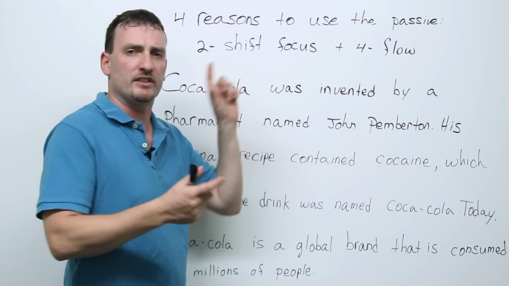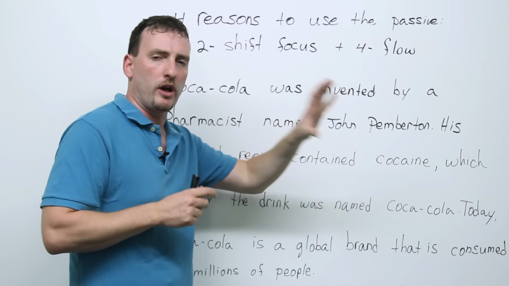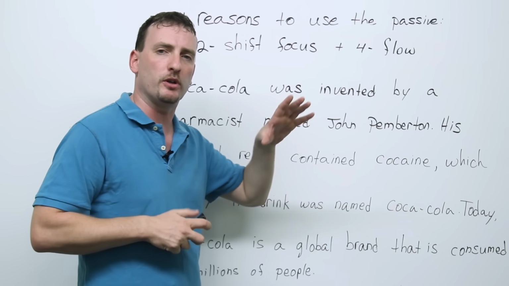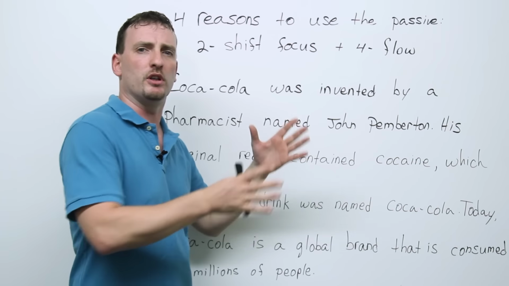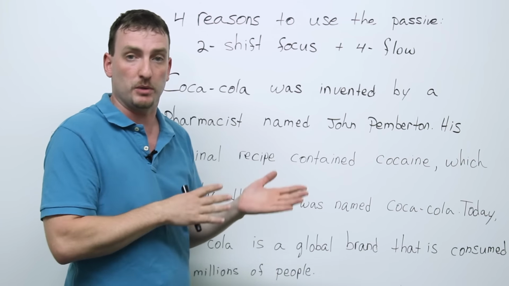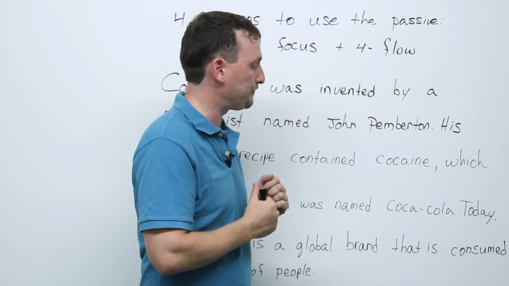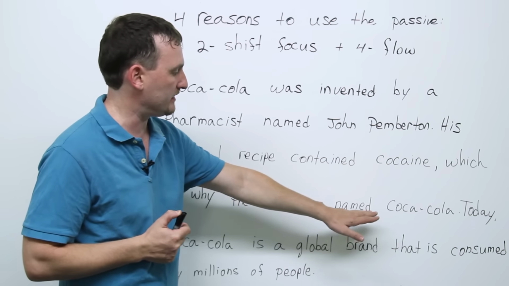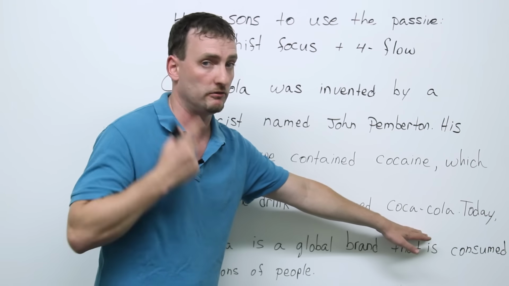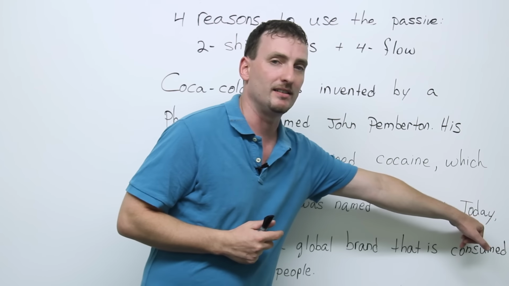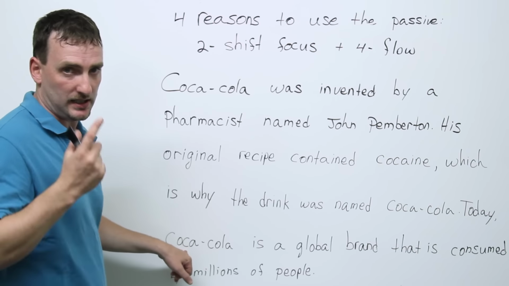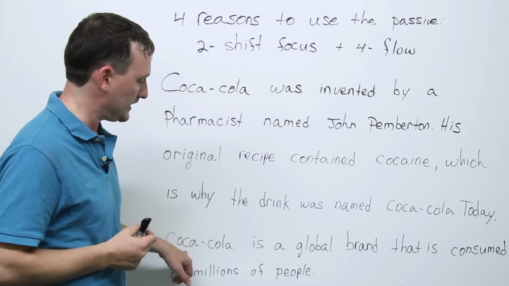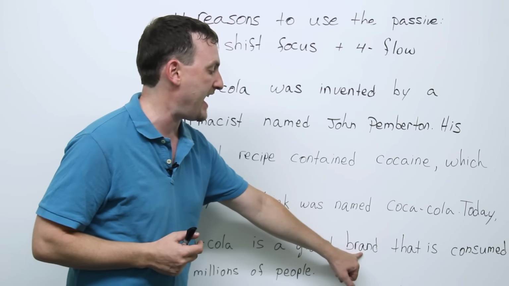So the passive is used for placement. Where do you want to put your topics? Where do you want to put your subject? Where do you want to put your object? Where do you want to put your agent, for that matter? So now, the last idea I'm speaking about is the name Coca-Cola. Remember, this is very important. Today, Coca-Cola, again, I'm talking about the name, the product, is a global brand.